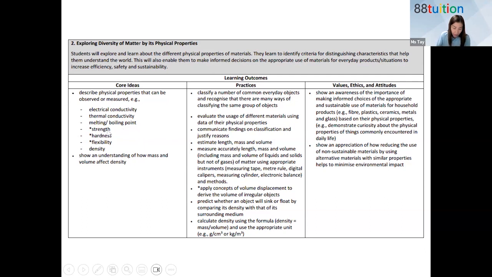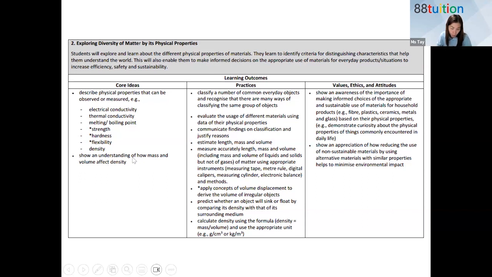Melting and boiling point. Okay, strength, hardness, flexibility, density. Now, hardness wasn't inside the primary school syllabus. You recall? Last time, I think long ago, there was hardness. Yeah, it was taken out. Then now they put it back into secondary school, right? Yeah, so you have to learn it anyway. It's just a matter of time when you learn it.